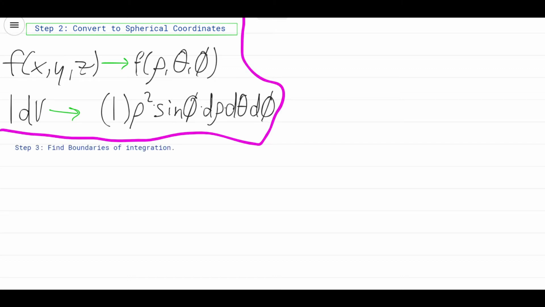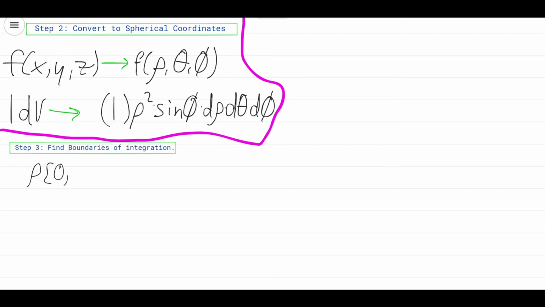And for step 3, we're going to find the bounds of integration. The bounds of integration are going to be a little bit more trivial than the previous problem, just because it's not a perfect sphere, but it's nothing too bad. You just really have to read the region that it's bounded in. That's how you know what's what.